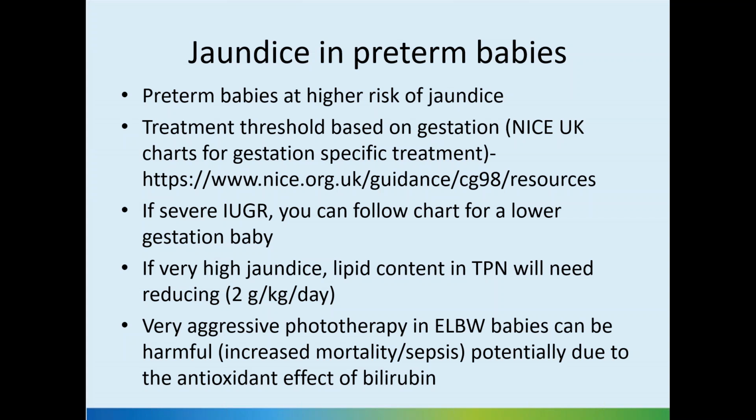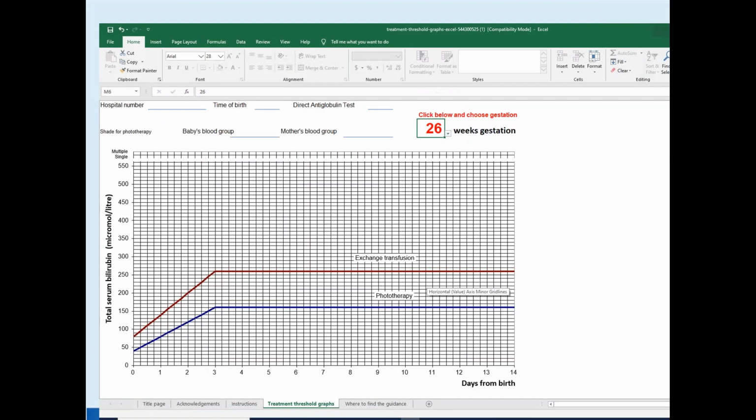And this could be related to the antioxidant effect of bilirubin, which could have a protective effect in the lower levels of jaundice. This is a screenshot of the NICE phototherapy chart at 26 weeks gestation. So if you go to the link I had attached, you have the different charts you can download. So you enter the gestation here and the chart will come appropriate. So you have both for phototherapy and for exchange transfusion.